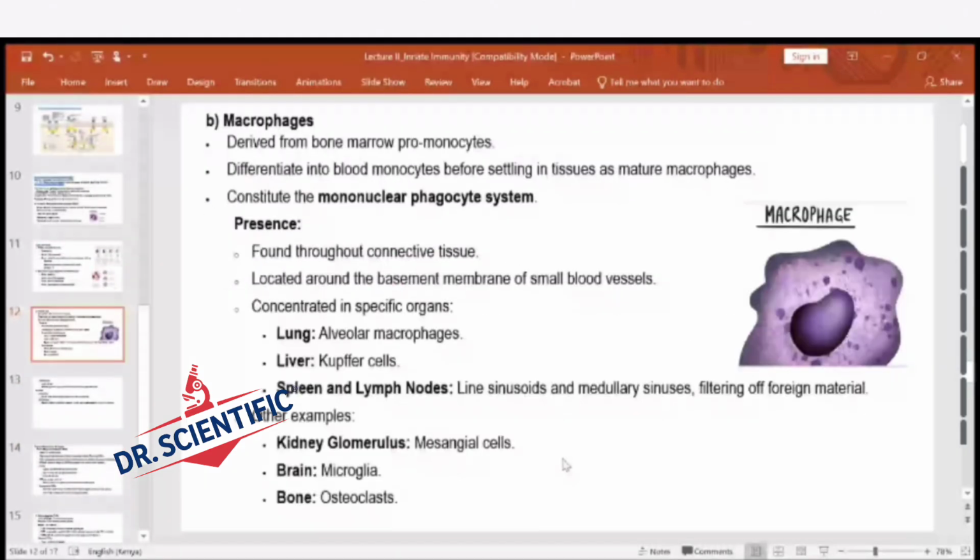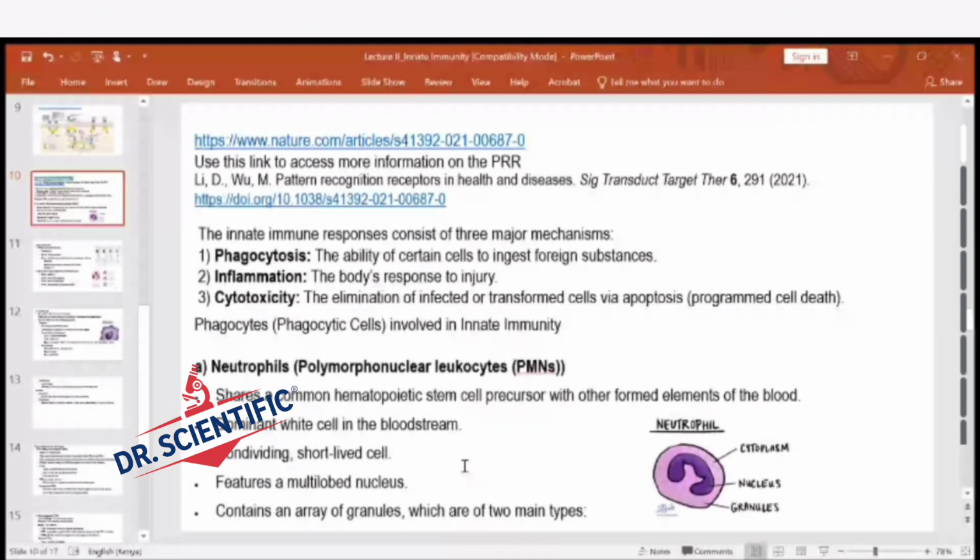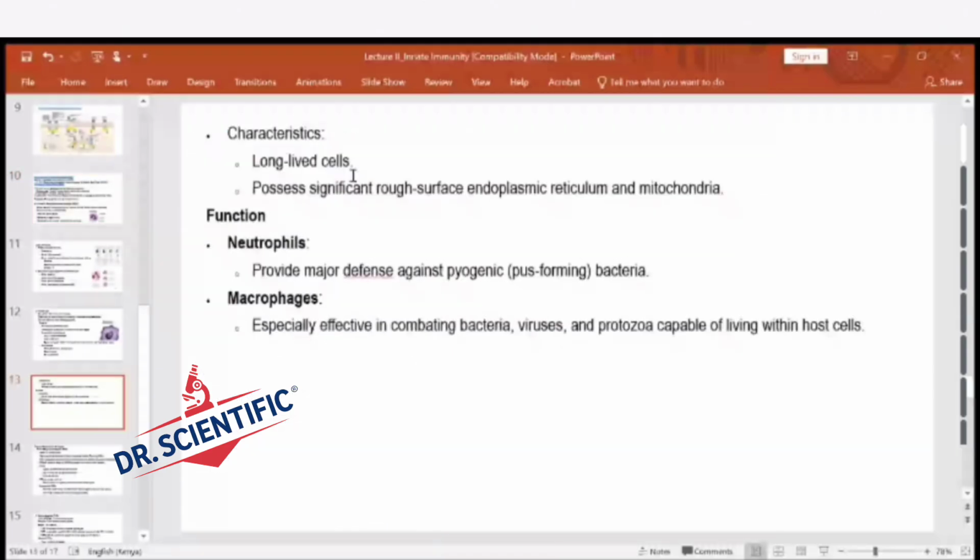Unlike neutrophils, which we saw are short-lived, remember, they are non-dividing and short-lived, that is what we said about neutrophils. Macrophages are long-lived and they possess significant rough surface ER and mitochondria. They do have the endoplasmic reticulum and mitochondria because they are large cells.